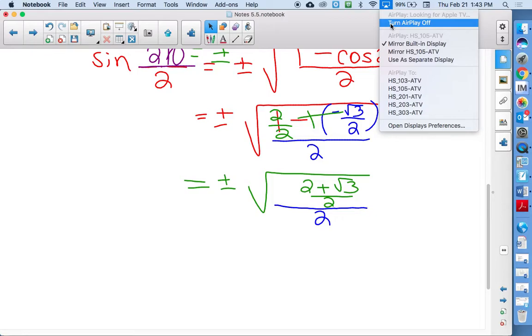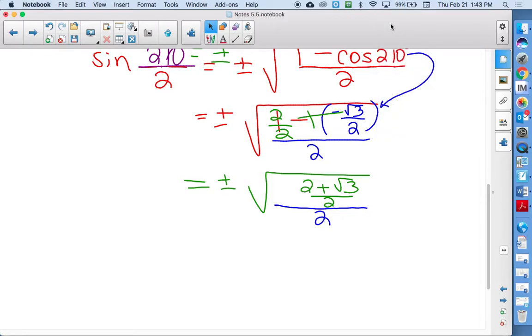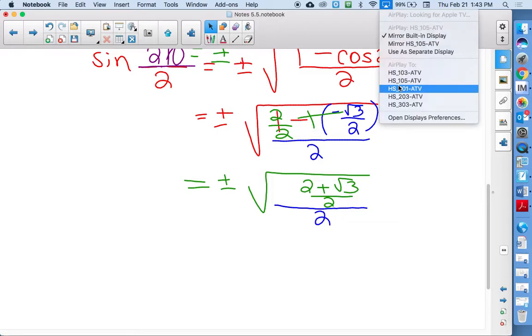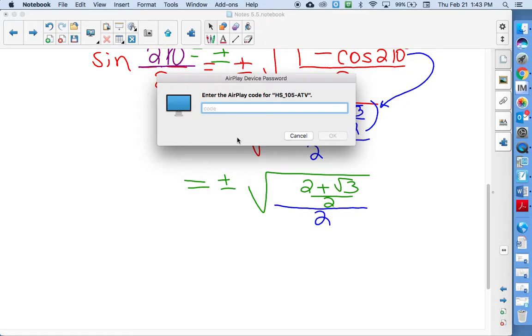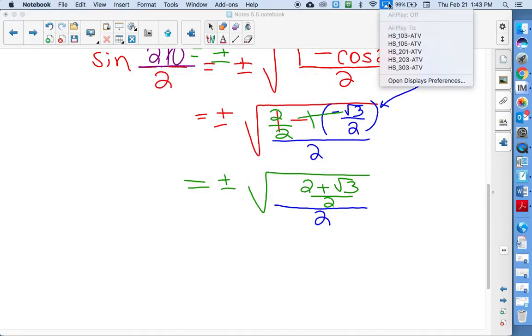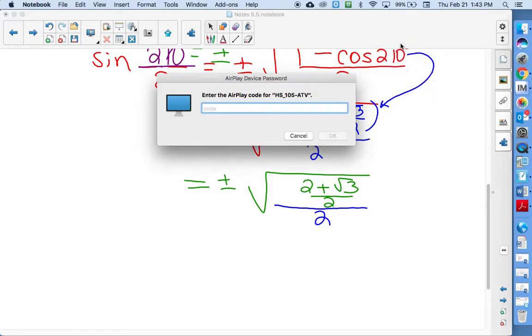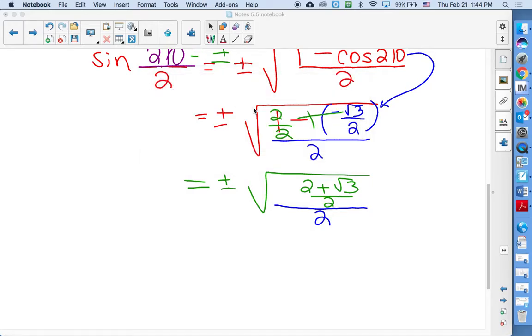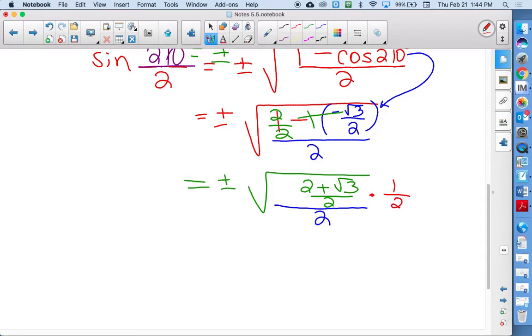So Chelsea, if you have 2 plus the square root of 3 divided by 2, and then you're dividing that by 2 again, what does that really mean you're doing? You technically would be multiplying. You're so close. So if you're dividing everything by 2, you're technically multiplying by a half. So dividing by 2 means multiplying by a half.